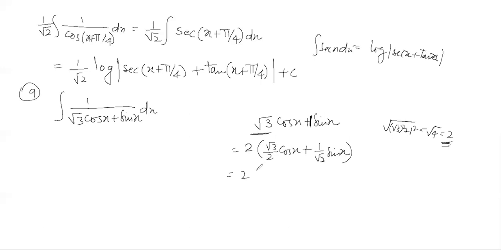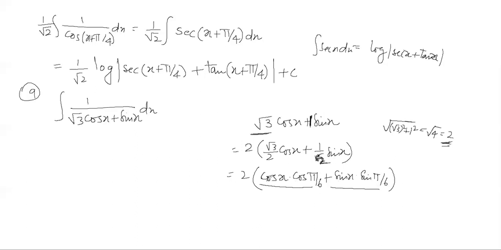Root 3 upon 2 is the trigonometric value of whom? Cos 30 degrees. So cos x into cos pi by 6 plus sin x into sin. Am I missing something? Yes, I should write 1 upon 2, which is sin 30. Alright.